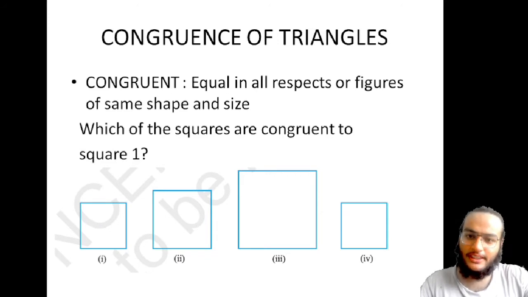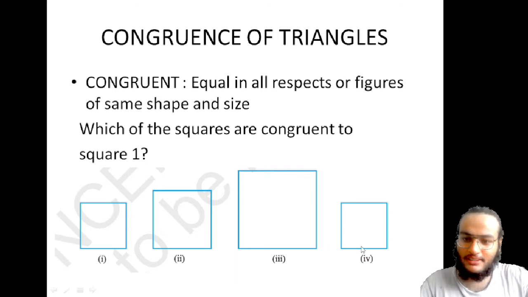You must have noticed two bangles of the same shape, two ATM cards of the same bank. They are identical, right? So, what are such shapes known as? They are known as congruent shapes. What is congruent? Congruent is equal in all respects, or figures of the same shape and size.